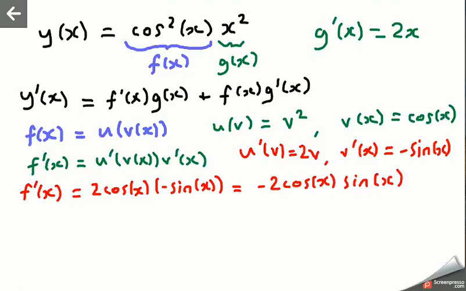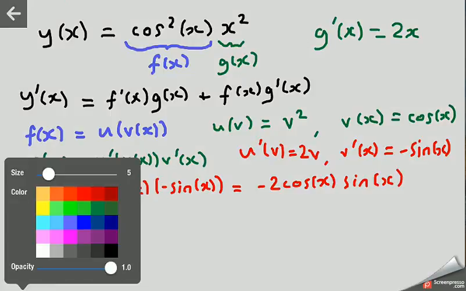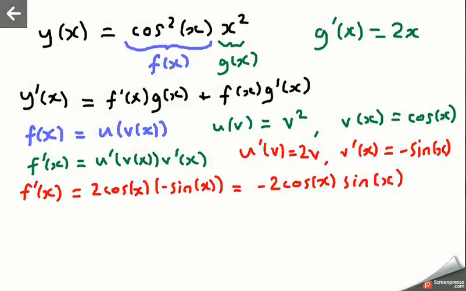Okay, nearly done. And now we just need to put in everything, because we already have all the information we need. We've got f of x, we've got f prime of x, we've got g of x, and we've got g prime of x. So now we'll just use our nice little formula here.